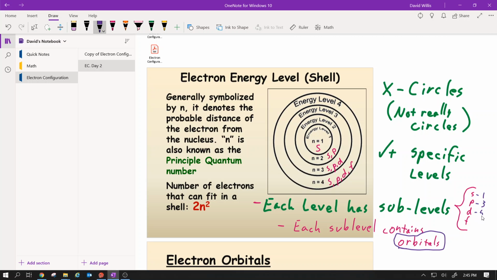D has 5 orbitals for up to 10 electrons, and then F has 7 orbitals for up to 14 electrons. All right, and so that's our levels, our sublevels, and our orbitals.